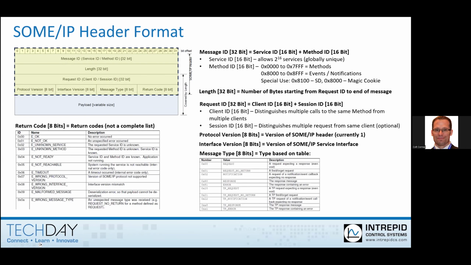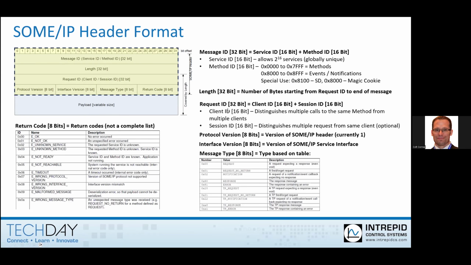And then there are some special use case numbers here. 8100 is used for service discovery, for example. So if this method ID is 8100, it means that this message is a service discovery message. Then we have the number of bytes starting from the request ID to the end of the message.